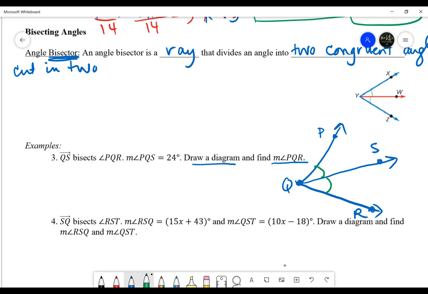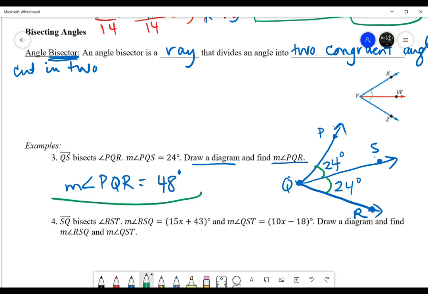So let's see. It also gave me this information that PQS is 24 degrees. So what does it want me to find? PQR, because if PQS is 24, then SQR is also 24. Then the measure of angle PQR is equal to 48 because you add them together. Ta-da! And you use that because you know it's a bisector.